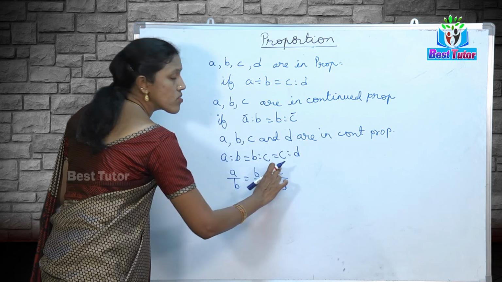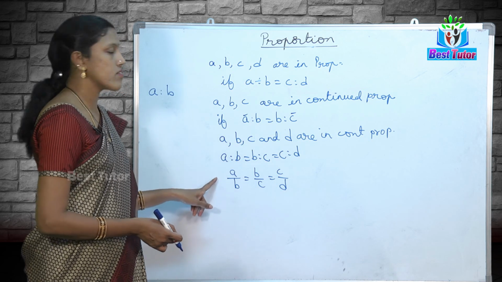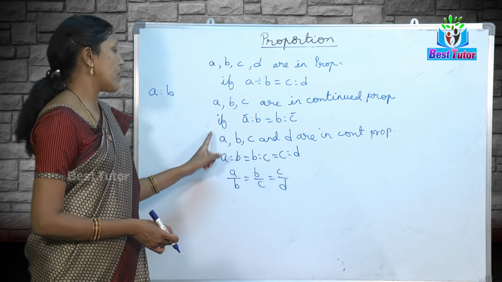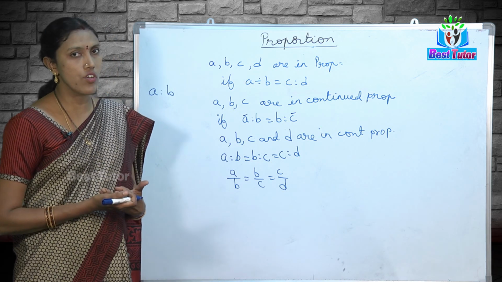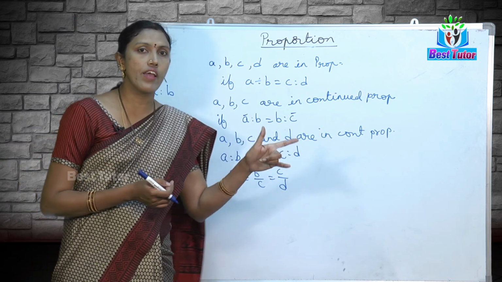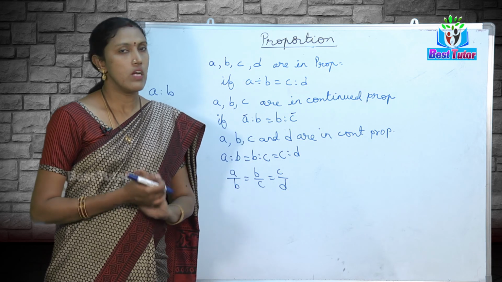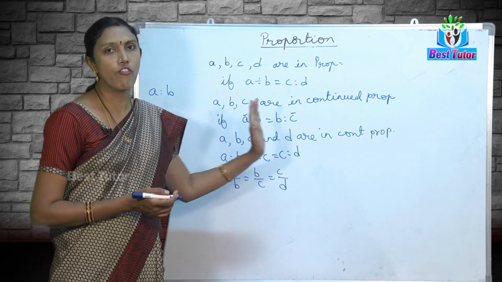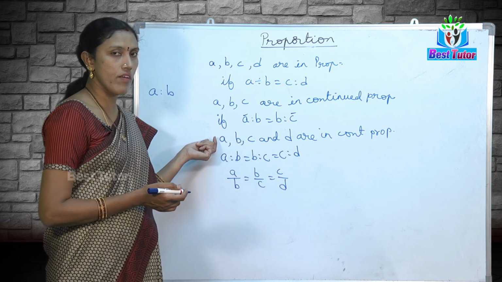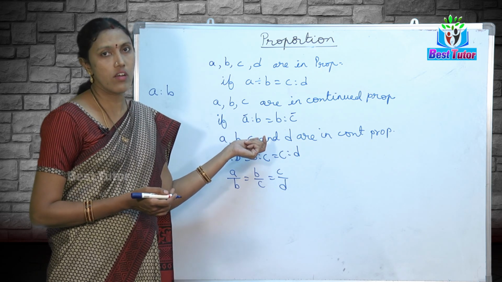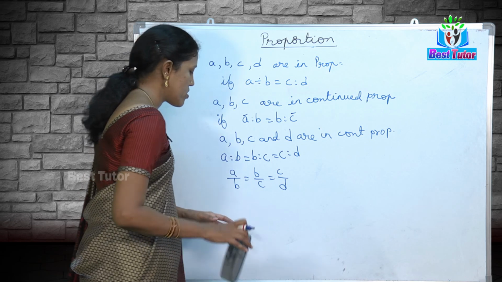These two are equal, these two are equal, right? This is nothing but A, B, C and D in continued proportion. Can we have many more terms in continued proportion like A, B, C, D, E, F? Doesn't matter, the same procedure will be followed. Every term will be repeated once as the consequent of the previous term and antecedent of the second ratio, right? This is a procedure.